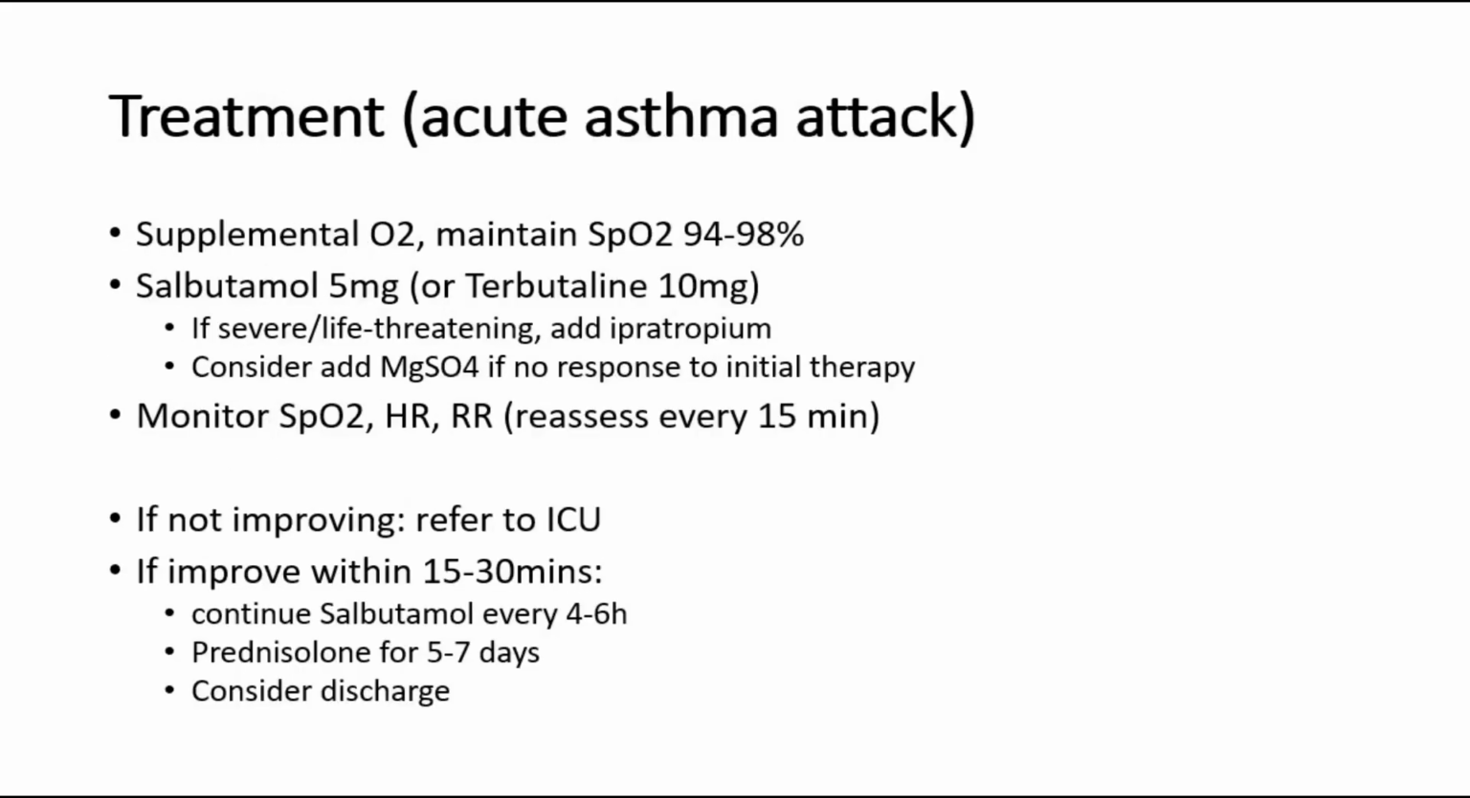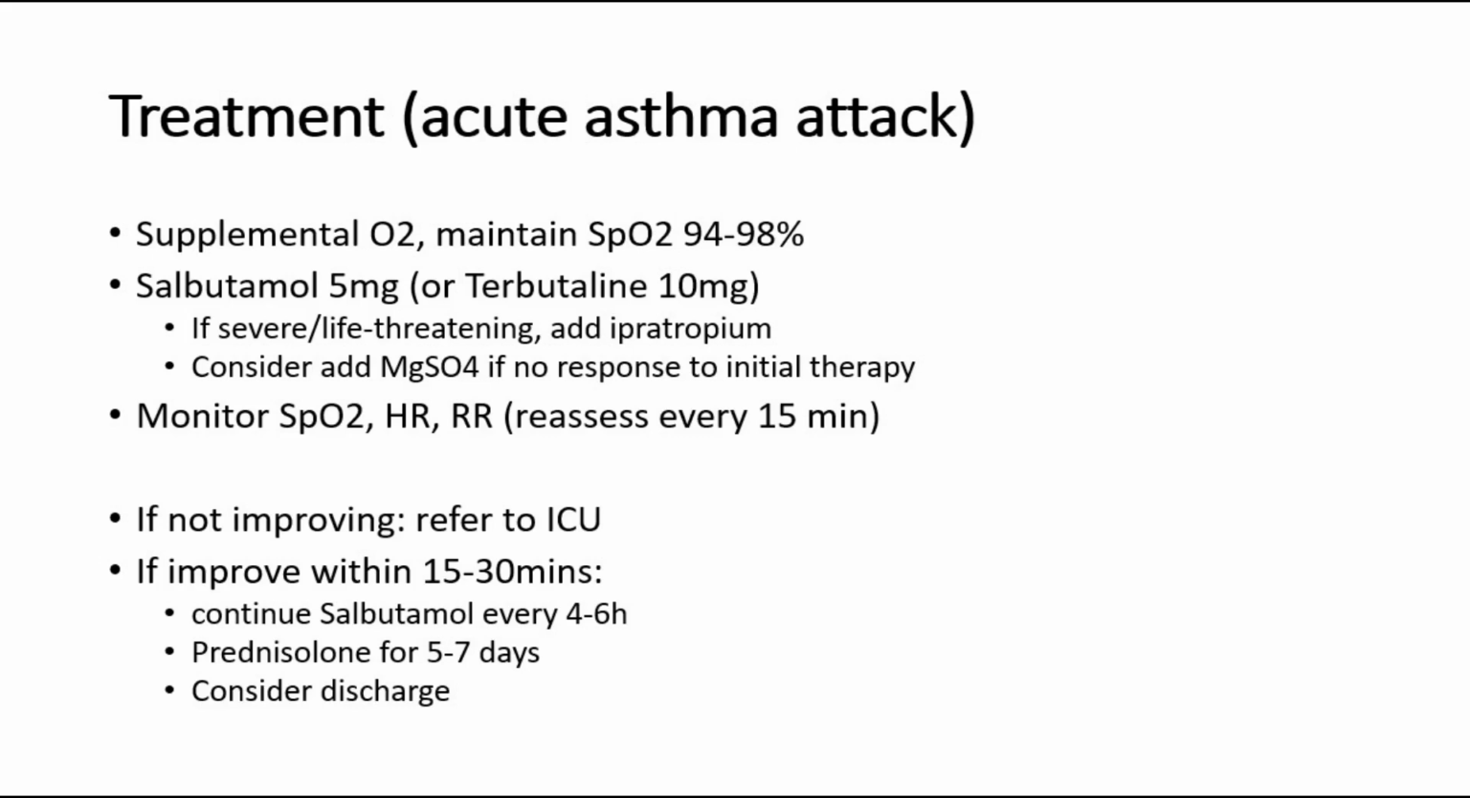For treatment, we can divide the treatment into acute asthma attack and also chronic asthma. So for acute asthma attack, when the patient presents in the emergency department, we assess the severity of attack by checking the peak expiratory flow, the ability to speak, the respiratory rate, pulse rate, and oxygen saturation as well. The immediate treatment would be to give supplemental oxygen to maintain the saturation around 94 to 98%. We can give salbutamol or terbutaline nebulized with oxygen. And if the asthma is severe or life-threatening, we can add in ipratropium as well.